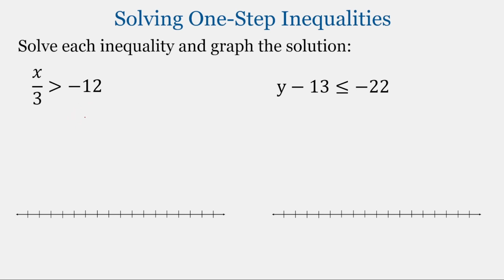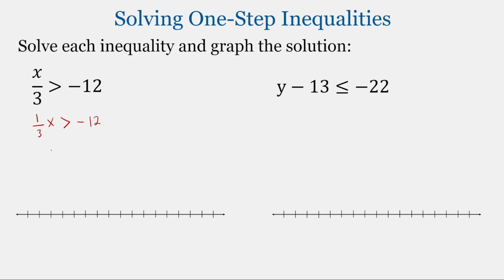For these two, let's solve using the properties of either addition or multiplication. So for this third problem, we have x divided by 3. And we can rewrite this as 1/3 times x. So we have the coefficient 1/3 in front of our x. And then this is greater than -12.